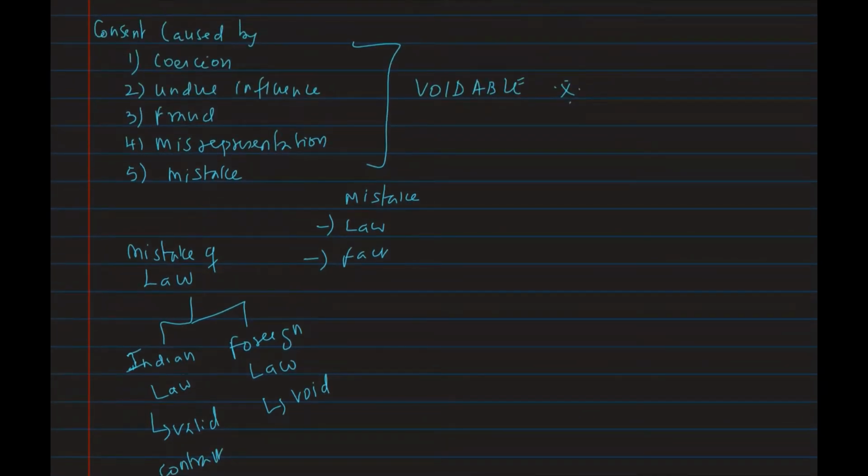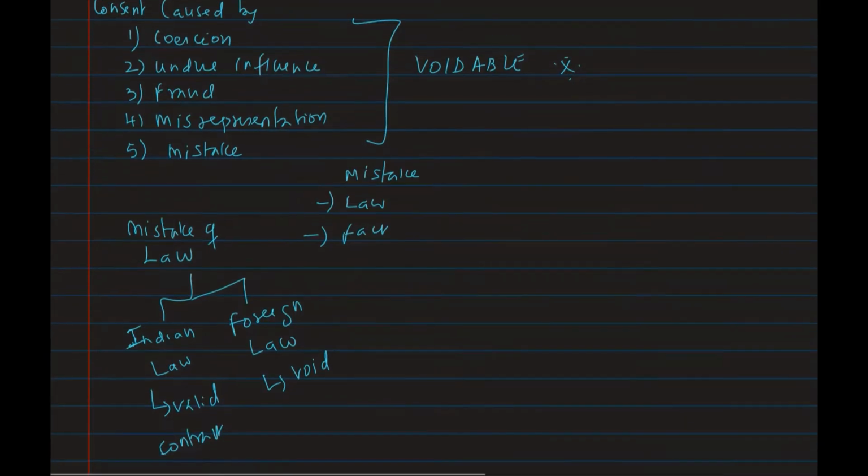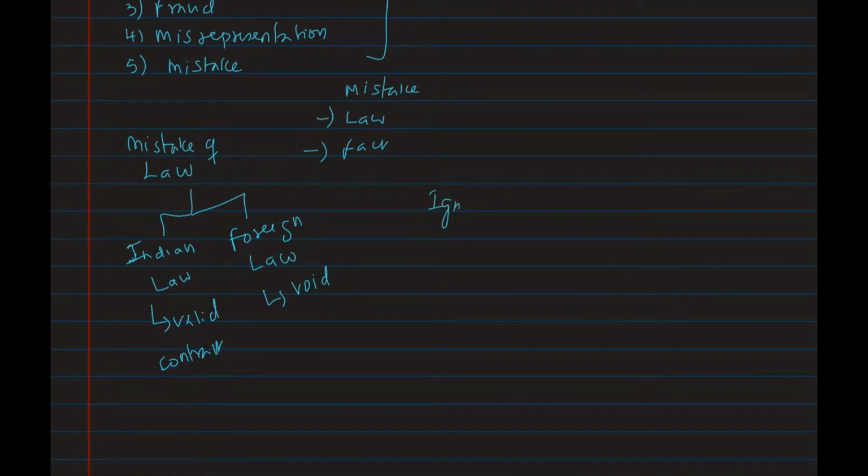Why? With respect to Indian law, we go by the assumption that ignorantia juris non excusat. What does it mean? Ignorance of law is not an excuse. I hope you are all aware of this. We discussed this earlier also. So when we talk of a mistake of Indian law, it is a valid contract. The contract will continue and you have to correct the mistakes and proceed. Whereas if it's a mistake of foreign law, it's void.